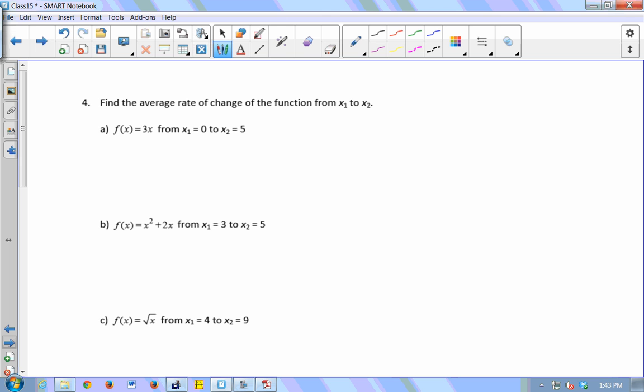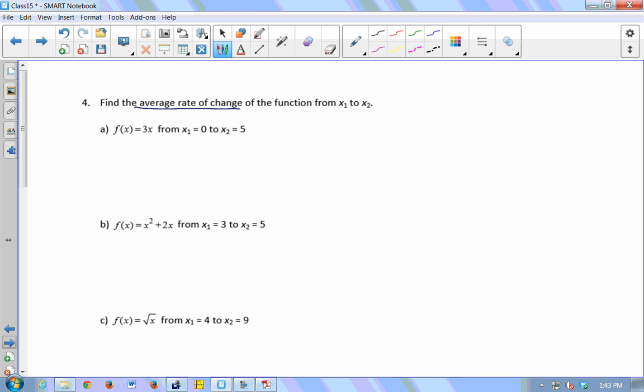Okay, so average rate of change for a function from x1 to x2, and I've given you x1 and x2 values. So for f of x equals 3x, average rate of change is just the slope of a line, right? So I need 2 points to find the slope of the line. So I've been given x values. How do I get y values? Plug them into the function.